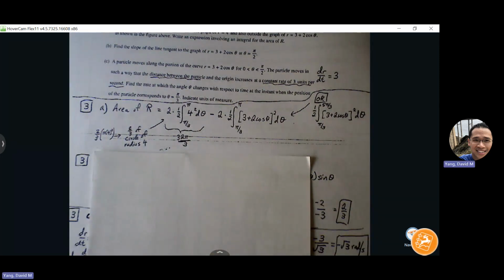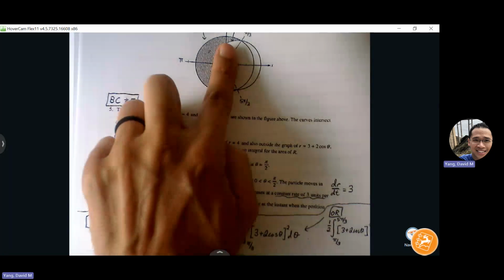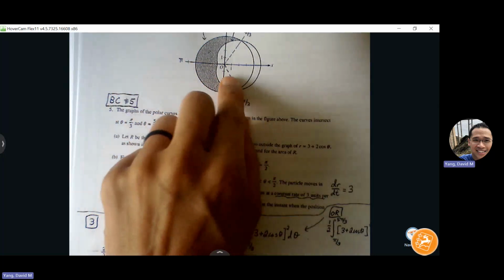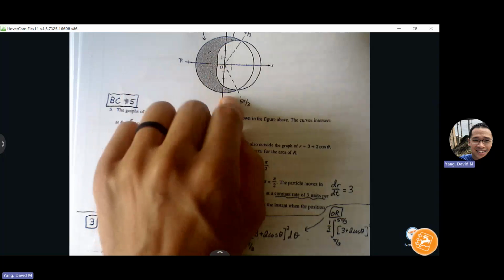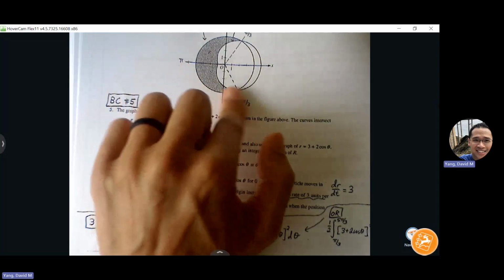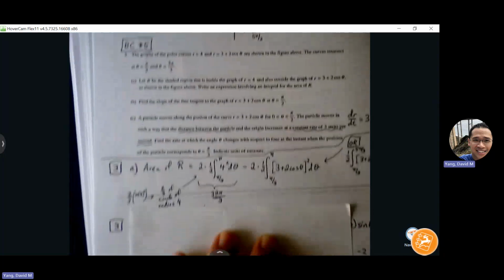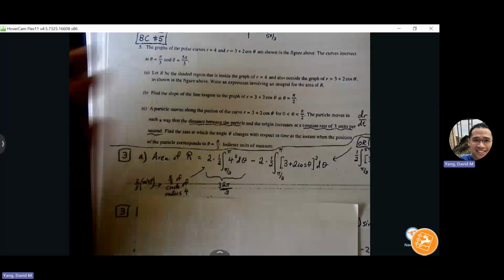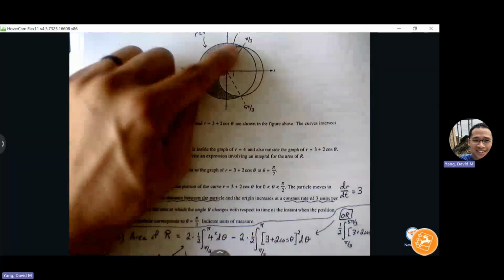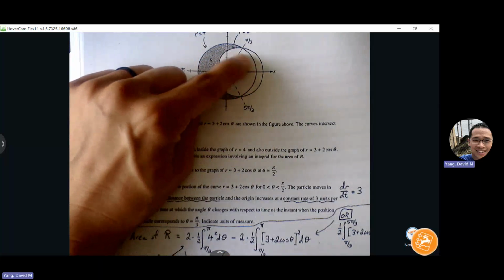So for part A, we know that if we want to find the area of region R, we first have to do the outer region and subtract out the inner portion. So the outer region is just 2/3 of a circle, since from pi over 3 to 0, that's going to be 60 degrees.